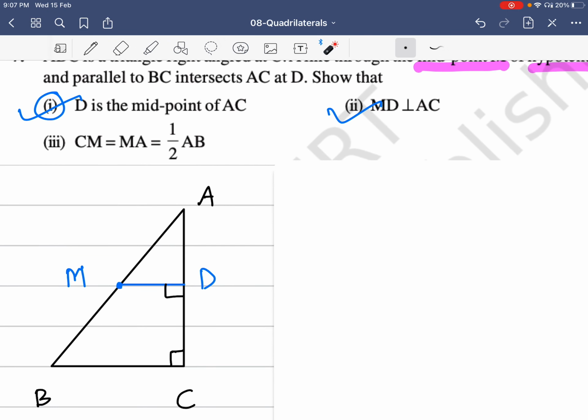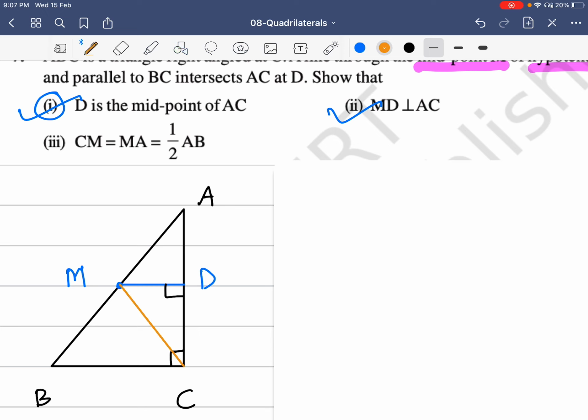Now the third thing that we want to show is CM. So this line CM is equal to MA. So this is our MA. That is equal to half of AB. So we already know MA is half of AB because M is the midpoint of AB. So first of all, let's construct CM. So CM will be something like this from this point to this point.